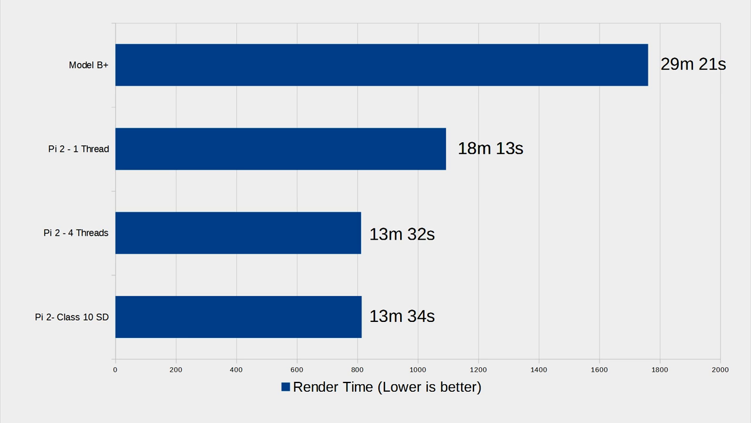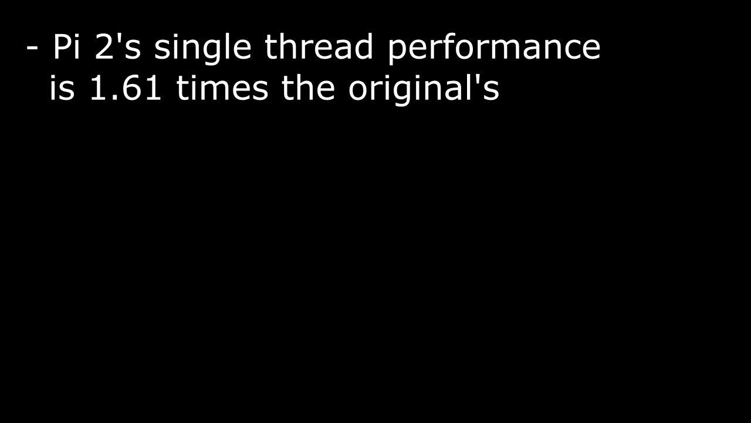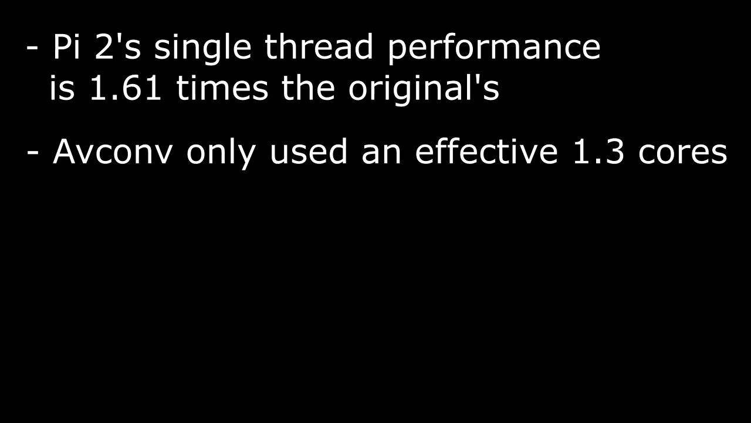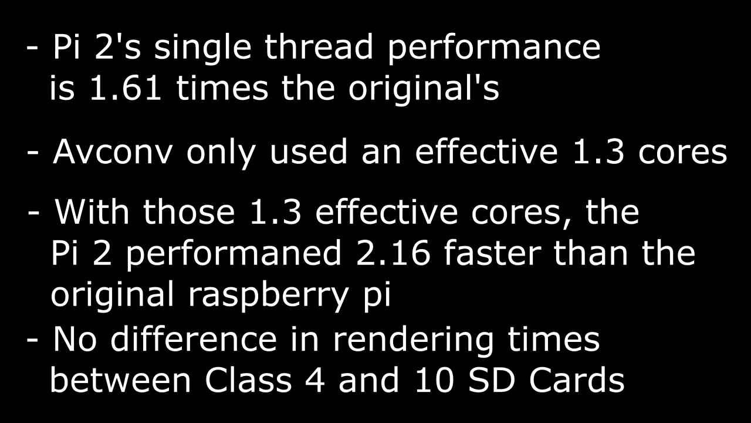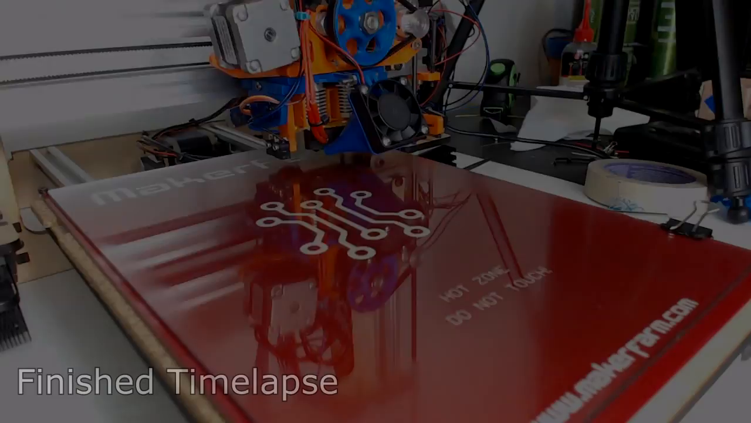So, in conclusion, the single-threaded performance of the Raspberry Pi 2 is 1.61 times greater than the original Raspberry Pi Model B+. And while AV Converter wasn't able to utilize all 4 cores, it was effectively using 1.3 of its cores, allowing it to render 2.16 times faster than the original Pi. I think this shows that the Raspberry Pi 2 is definitely a worthwhile upgrade for anyone looking to increase performance. So, thank you all for watching.